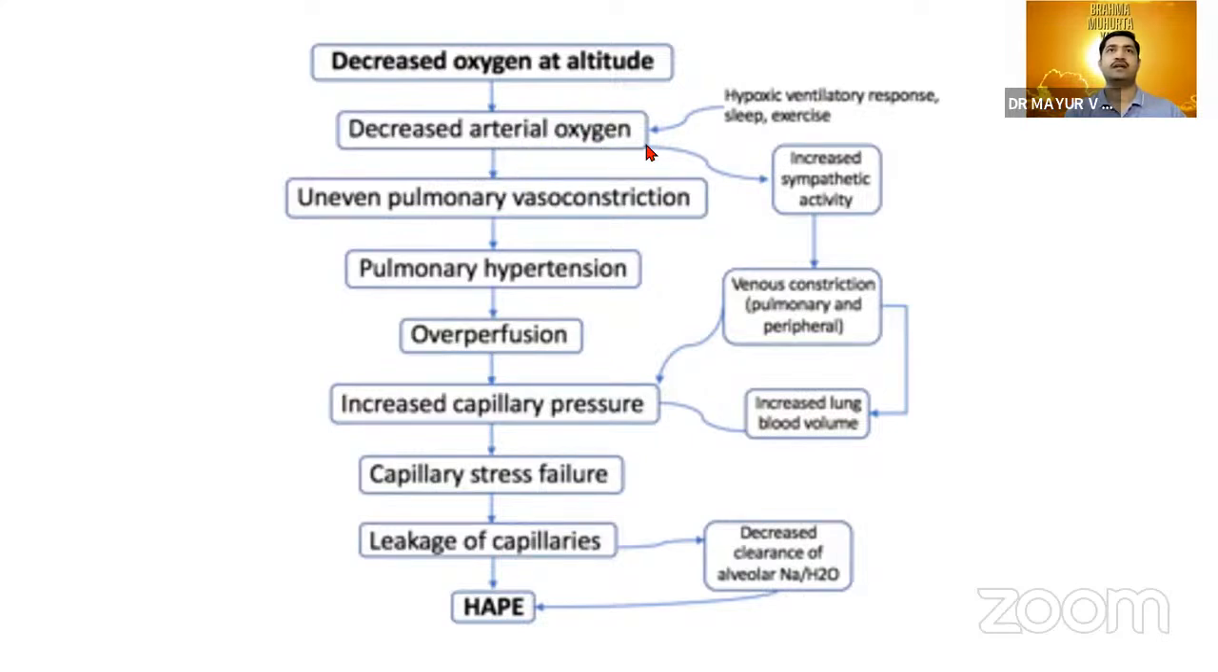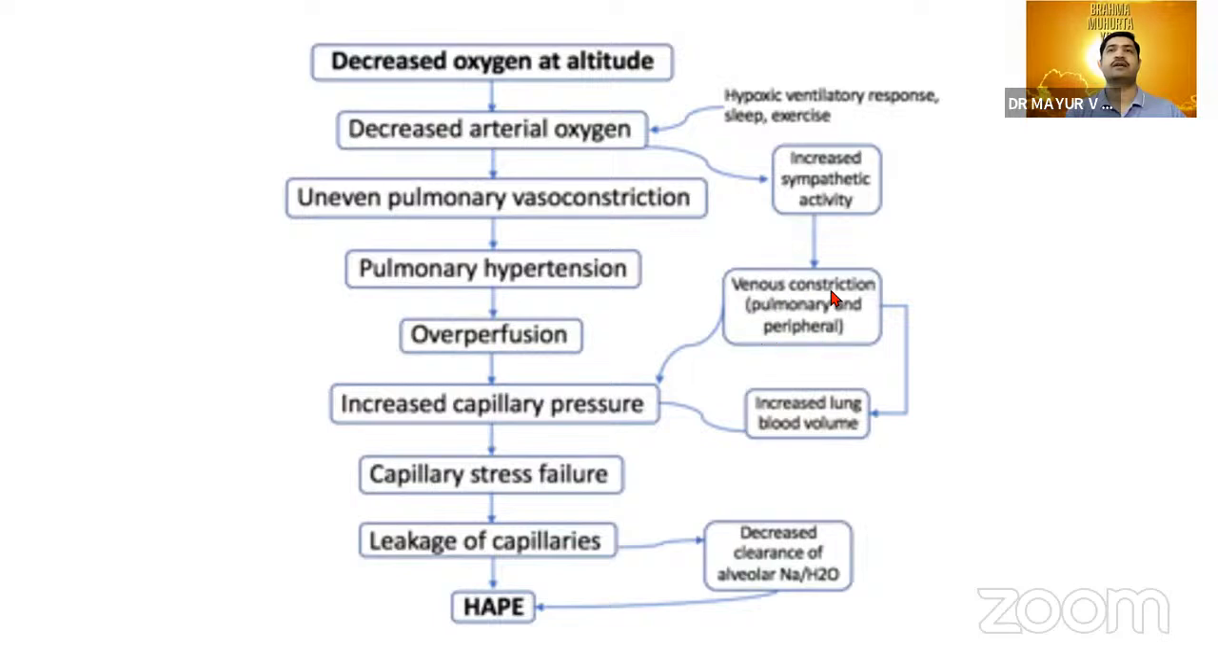Okay, and because of that, what is going to happen? There is going to be increased sympathetic activity. This is one very important point. You can see here there is going to be increased sympathetic activity. Now because of that, what is going to happen? And because of all these things, there is a chain of events which happen. Venous constriction, pulmonary and peripheral.